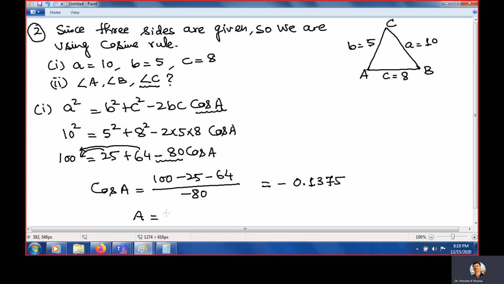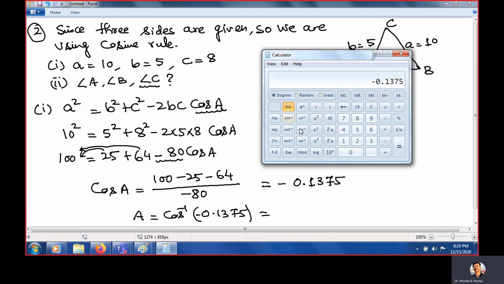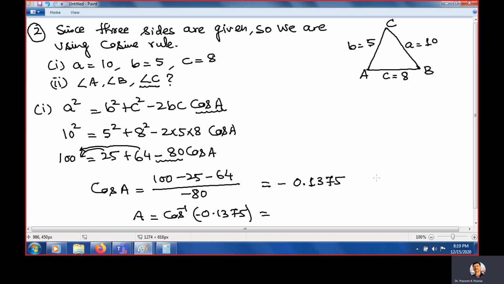So what is the value of A? It is cosine inverse of negative 0.1375. You can take this value and apply cosine inverse. How much? 97.90. So the angle A is 97.9 degrees. Clear? So if three sides are known, you can take any equation.